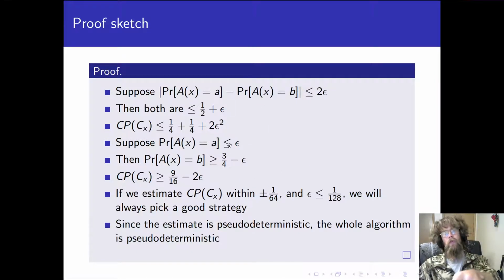So in this case, we need to run A maybe 2 epsilon times to have a good enough chance of seeing A. And we can run it a lot if we want a really good chance. And then it's easy to see that the whole thing will be pseudodeterministic, because everything after picking the strategy happens with very high probability, and we pick the strategy pseudodeterministically.